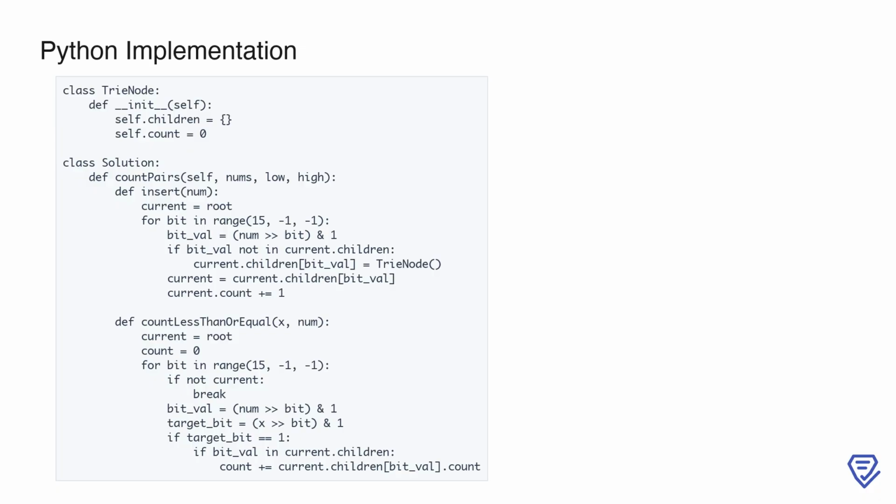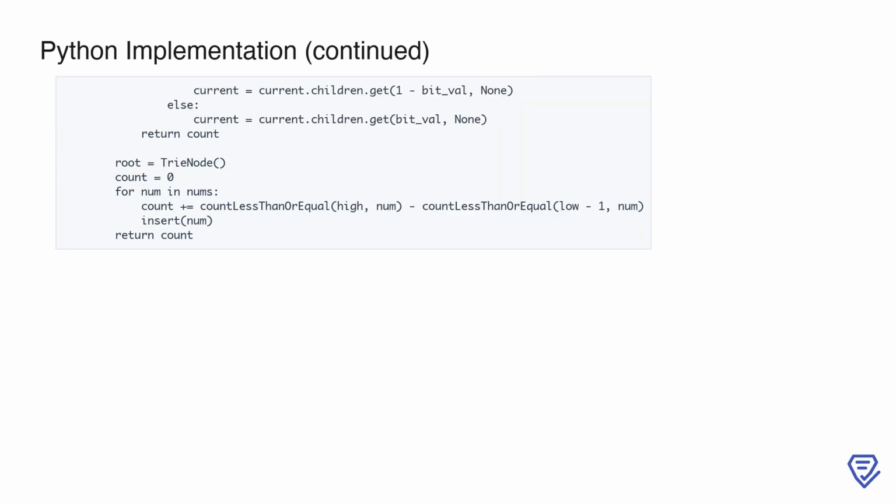The next helper function, count_leq, calculates how many numbers in the tree have an XOR with the given number less than or equal to a specified value x. Starting from the root of the tree, we traverse bit by bit. For each bit, we determine the current bit of the number and the corresponding bit of x. If the target bit of x is 1, we add the count of numbers in the branch that matches the current number's bit, as these numbers would contribute to a valid XOR less than or equal to x. We then move to the opposite branch, if it exists. If the target bit of x is 0, we simply follow the branch that matches the current number's bit.